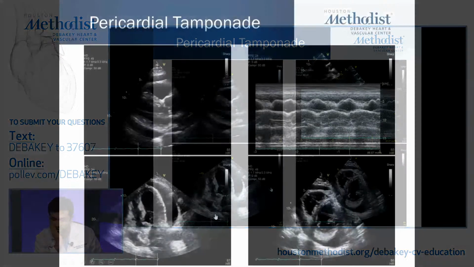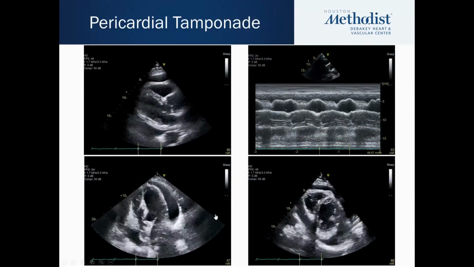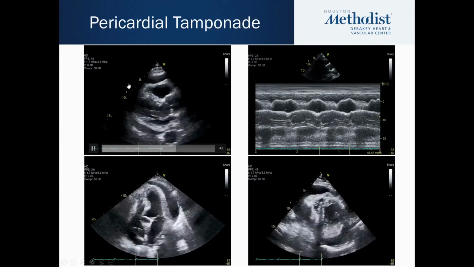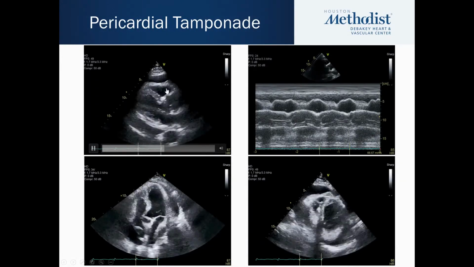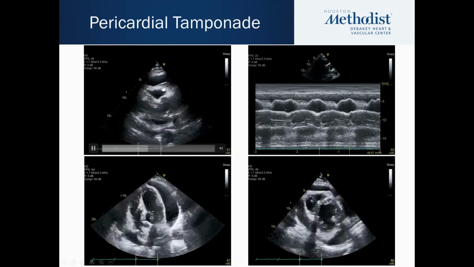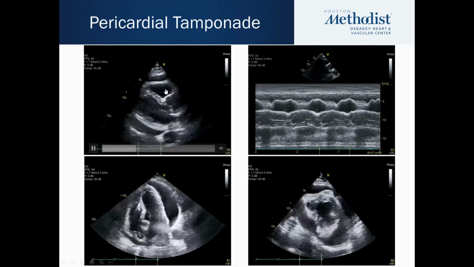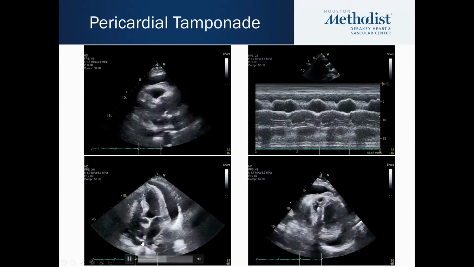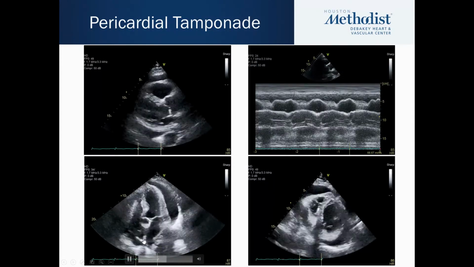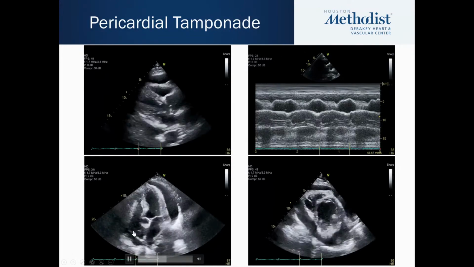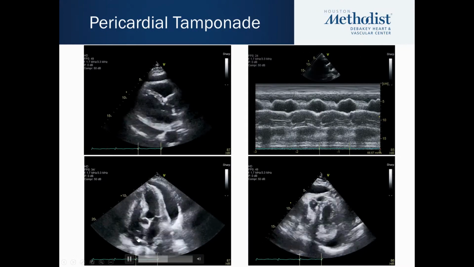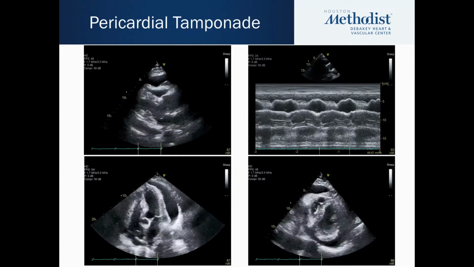So here's a case of tamponade. What we look for here is the effusion. You see that it's large, it's circumferential. You see how it essentially indents the right ventricle free wall, and you see how here the right atrium is also being indented and compressed during systole. And you notice how the duration of this indentation or compression is pretty significant.